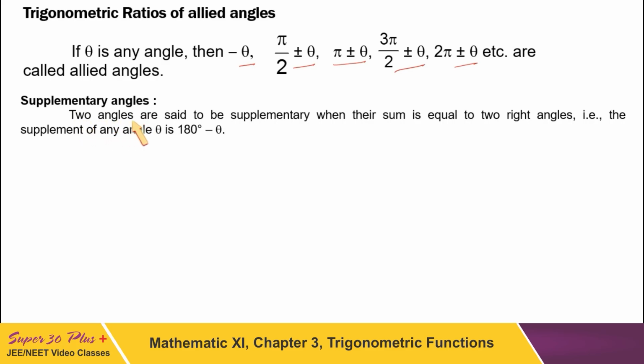What is a supplementary angle? Two angles are said to be supplementary when their sum is equal to 2 right angles, meaning 2 into pi by 2, which is equal to pi. The supplementary of any angle theta is 180 minus theta. As we know, the sum of these angles is equal to 180, which is pi.